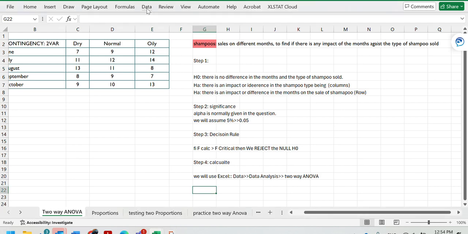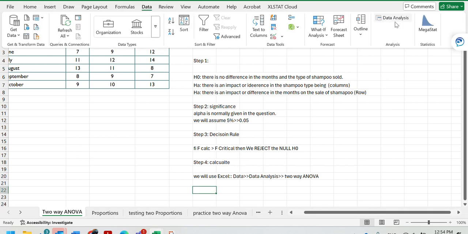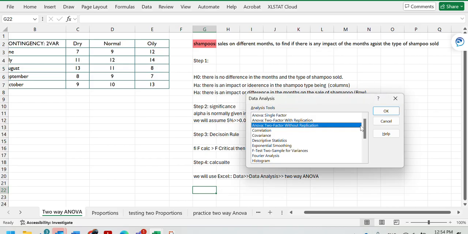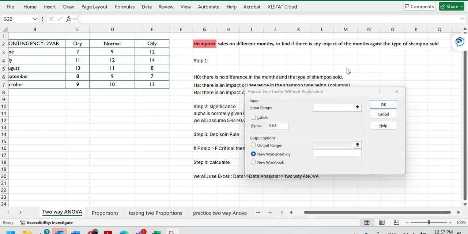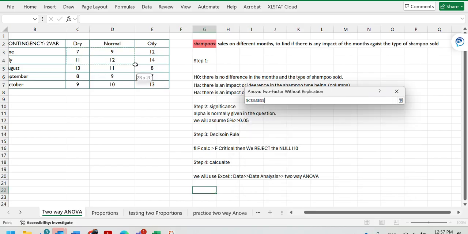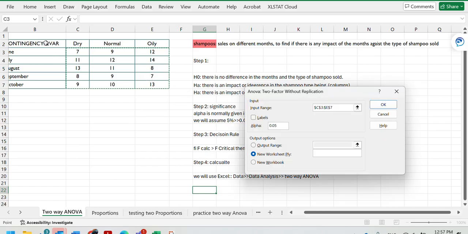Okay, so I go to data analysis. We select labels or not? Yeah, data analysis and two-factor without duplicates. We are choosing the one without replication. For the input, I'm just selecting all the values here because I'm having the corner with the name.